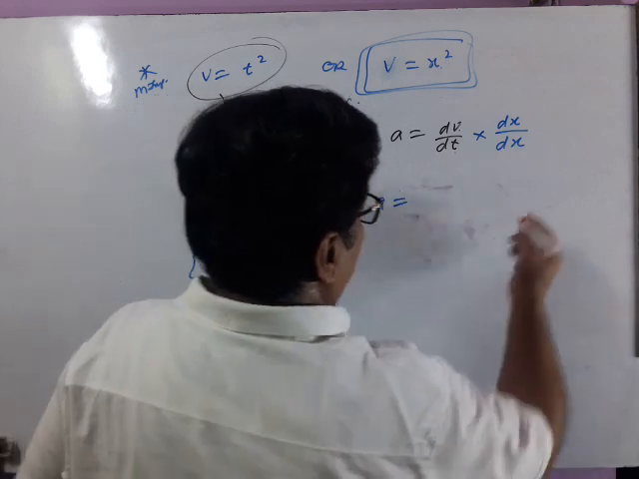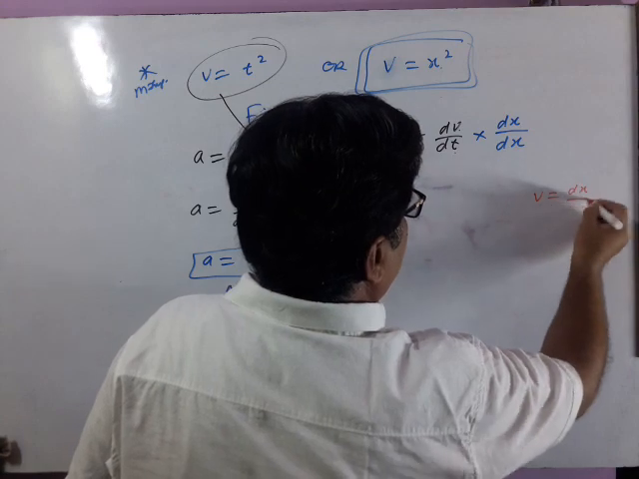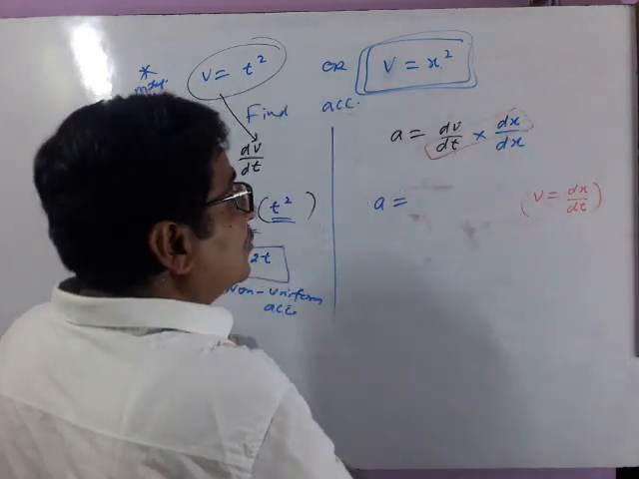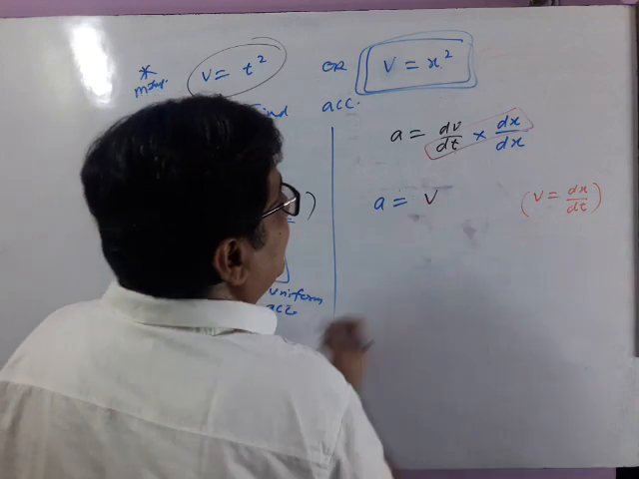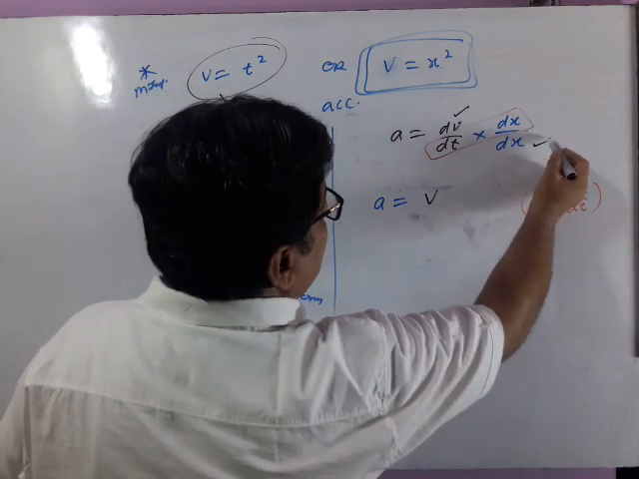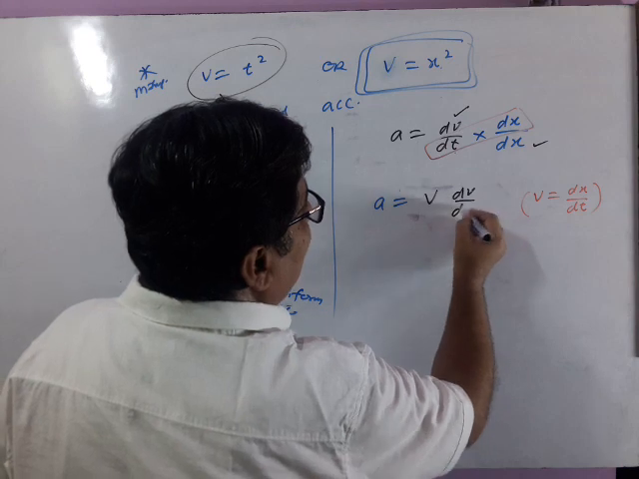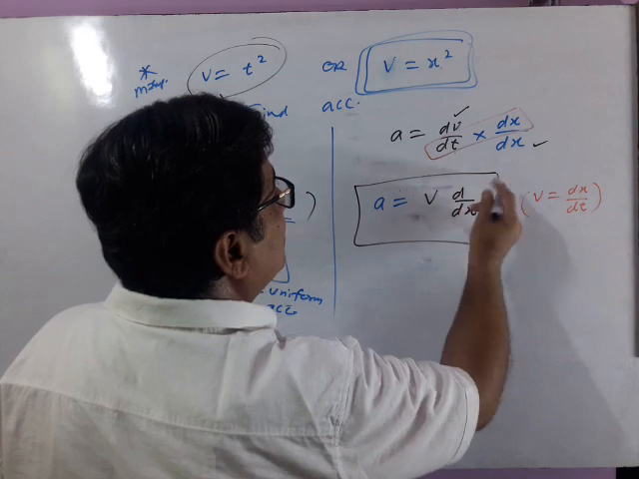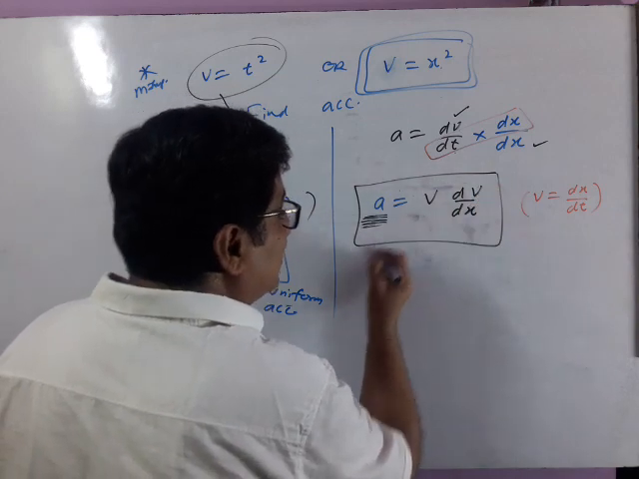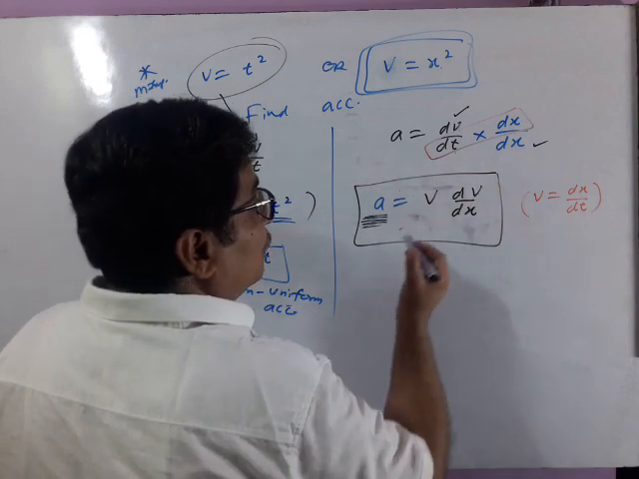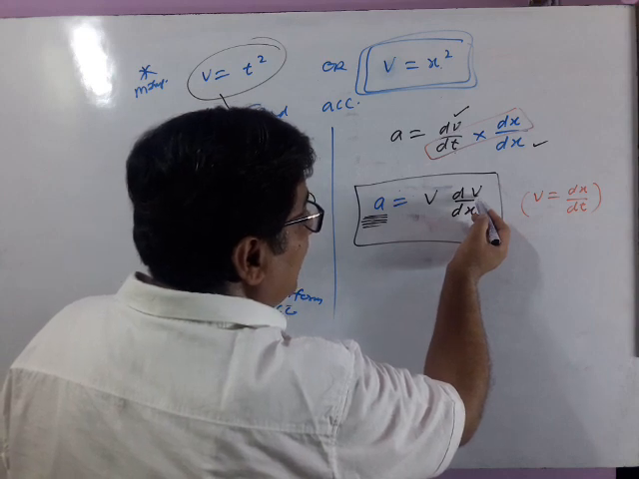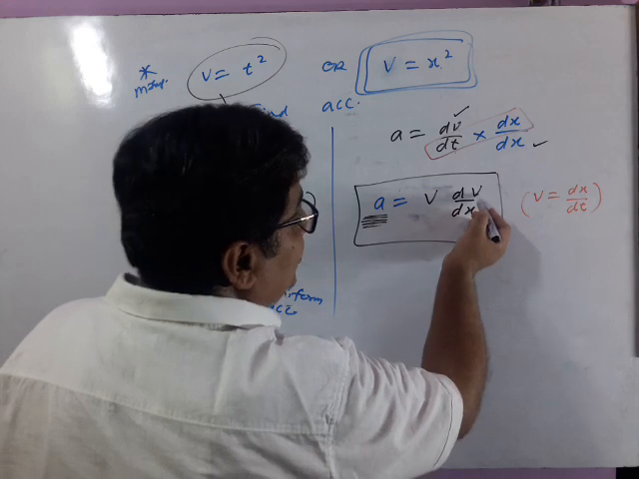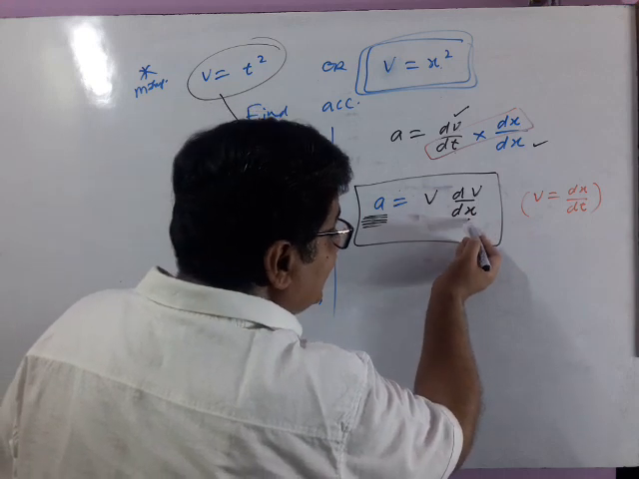And velocity is dx by dt. So in place of dx by dt, write v. And whatever remains, copy that. dv by dx. Now you are having one more formula of acceleration when velocity is a function of x. We are differentiating velocity with respect to displacement.